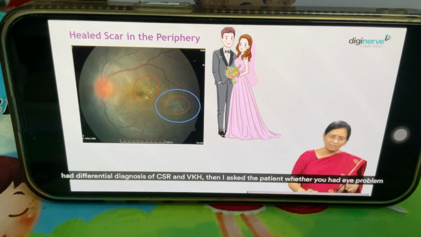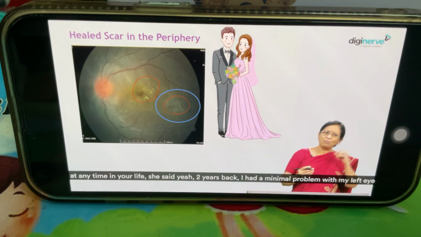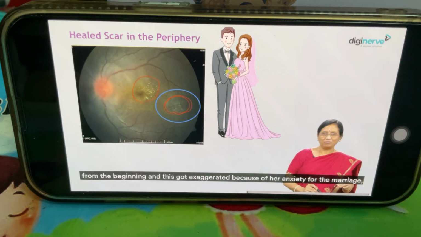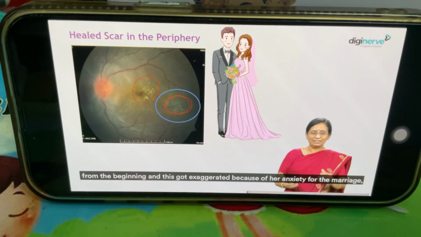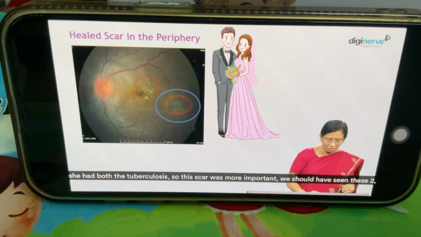Then I asked the patient whether she had an eye problem at any time in her life. She said, yeah, 2 years back I had a minimal problem with my left eye, but it disappeared on its own. That is the reason for this scar. This was tuberculosis from the beginning. And this got exaggerated because of her anxiety for the marriage. So this scar was more important. We should have seen these two.